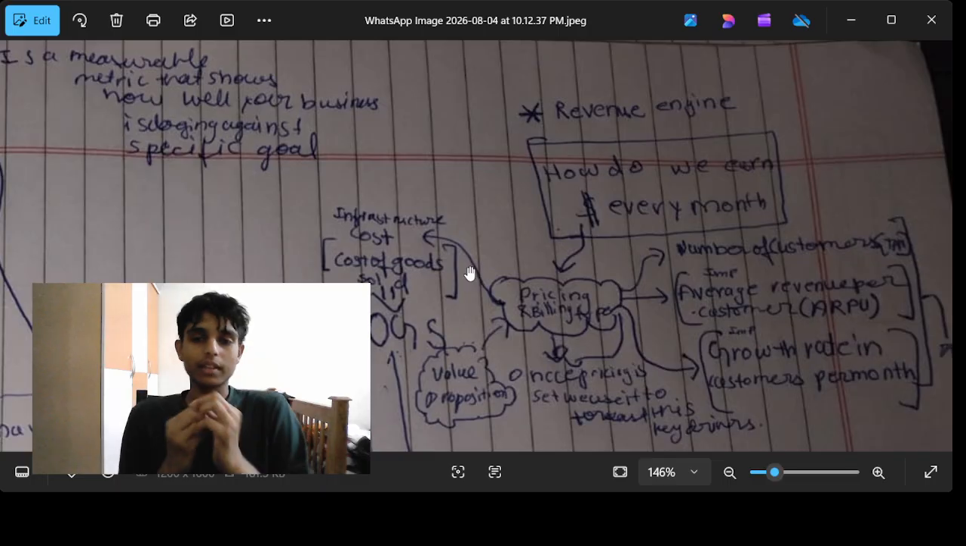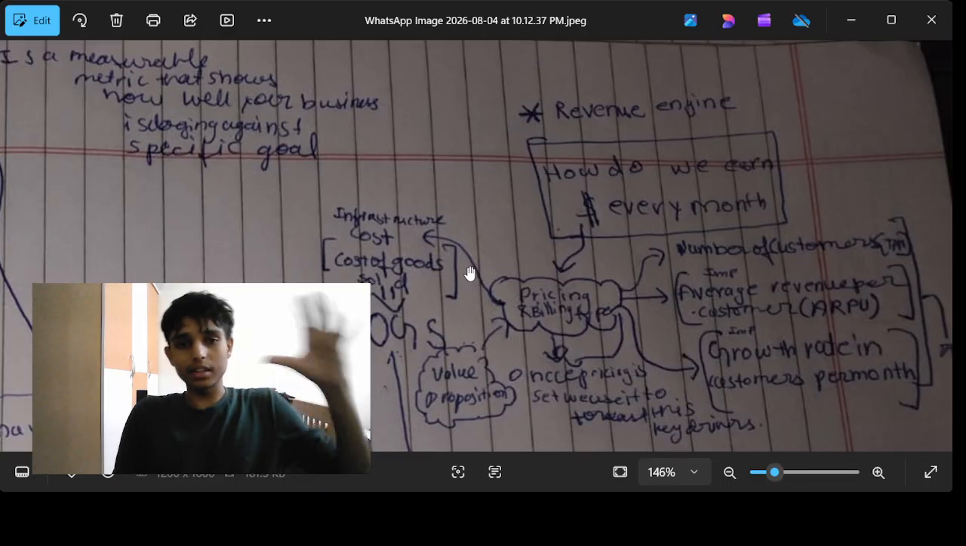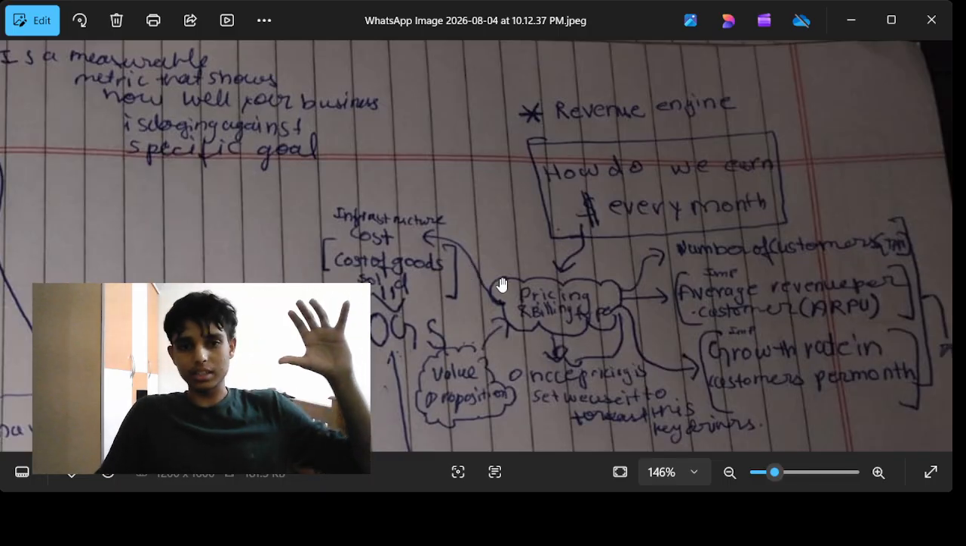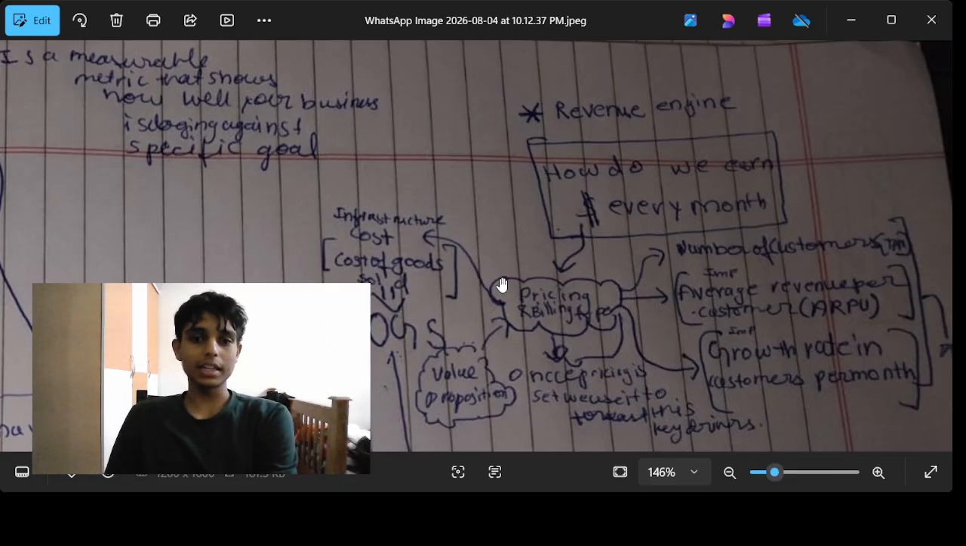So now let's identify what factors these pricing and billing types depend on. First of all is value proposition. If I break down the term value proposition, it's what value you are providing to your customer.